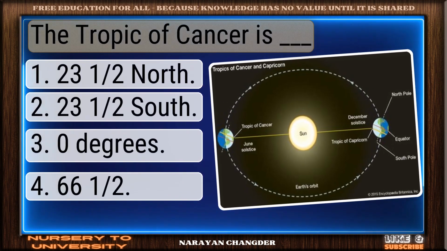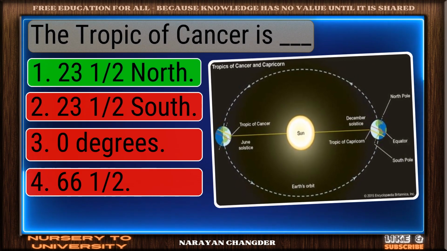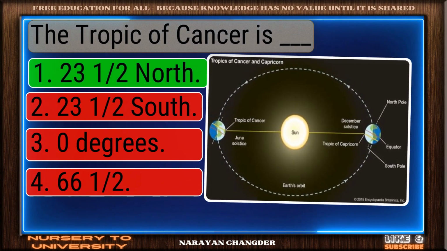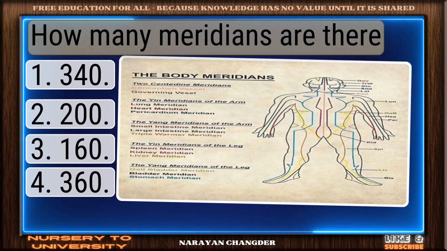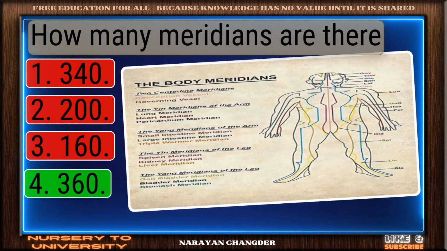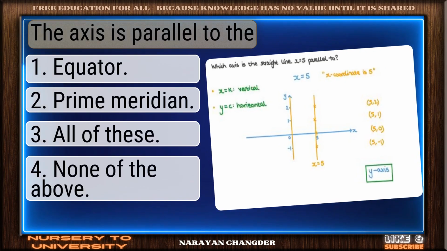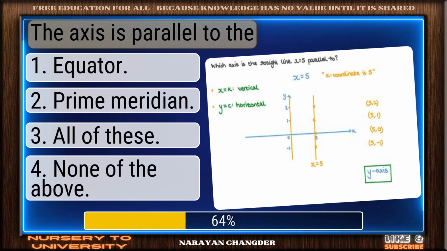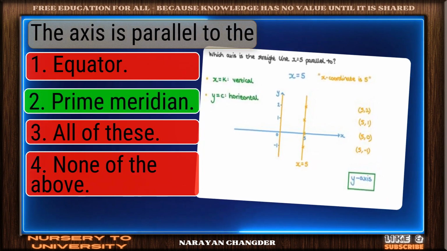The Tropic of Cancer is dash. Nice work. You chose 23.5 North and it is correct. How many meridians are there? Nice selection. 360 is the correct and valid answer. The axis is parallel to the. Sharp thinking. Prime meridian is the right choice.